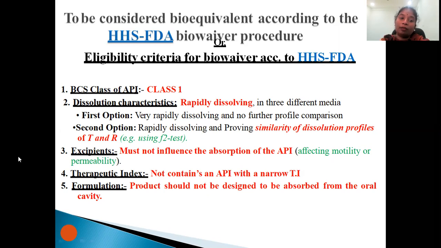Regarding the therapeutic index, APIs with a narrow therapeutic index are not suitable for biowaivers. And the formulated products should be designed to be absorbed from the oral cavity only. Only those we are considering.